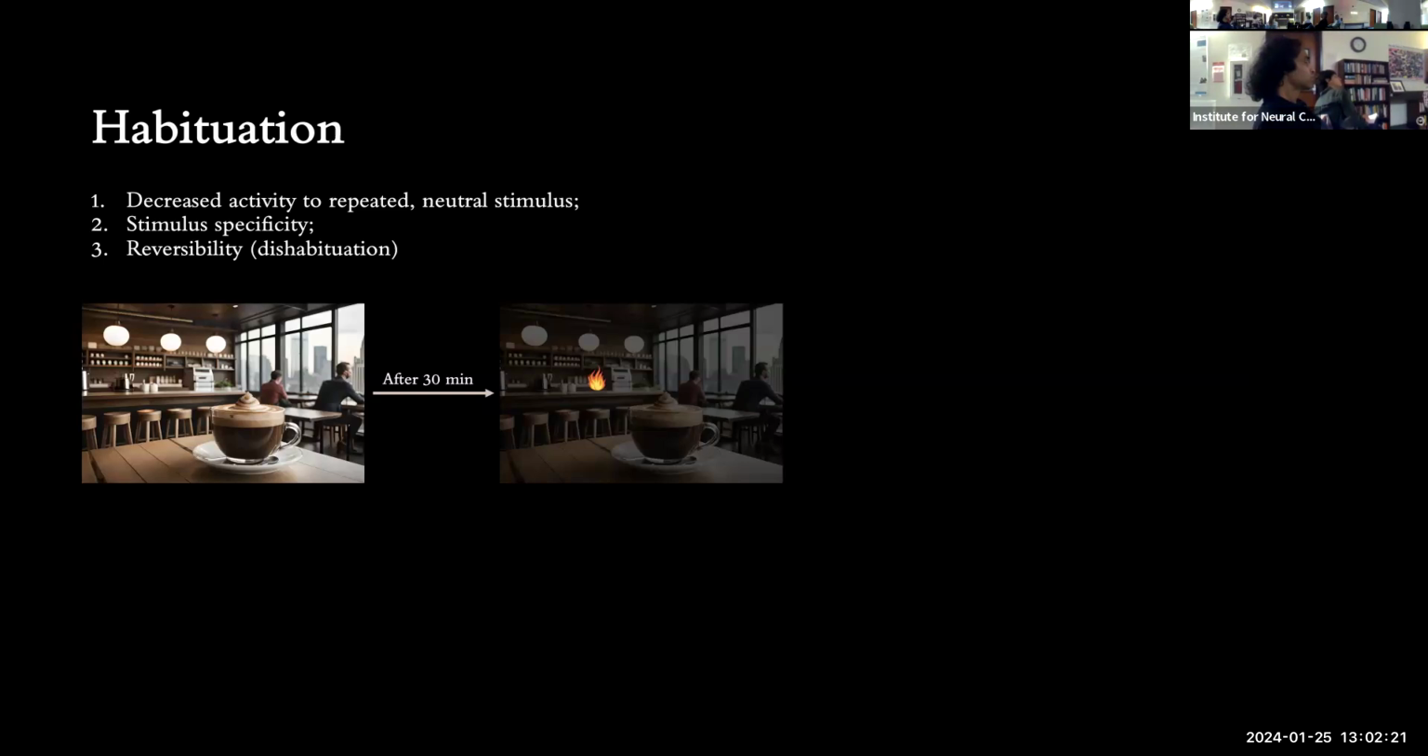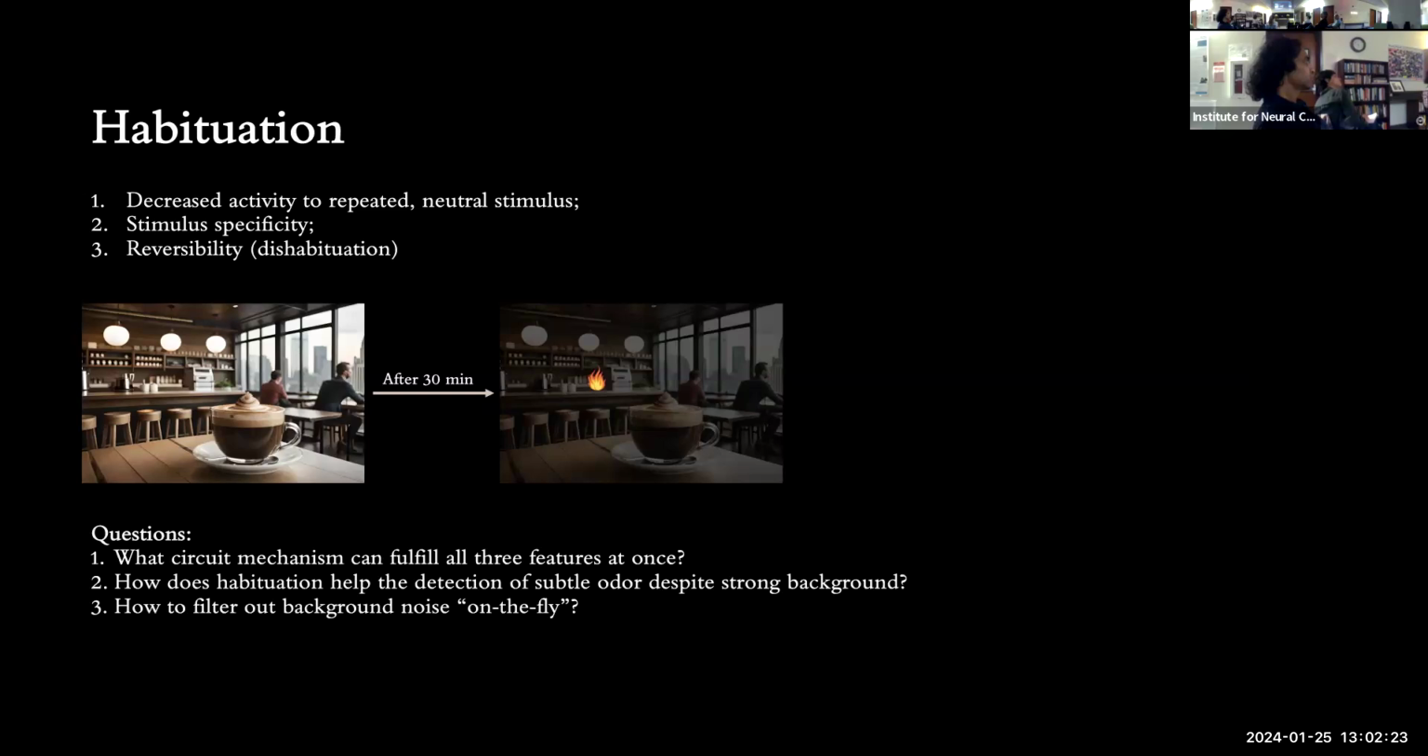The questions I want to ask here are, first, what mechanism can fulfill all three features at once? Second, how does habituation help the detection of a subtle but important odor despite the strong background? And third, how can we filter out background noise on the fly?